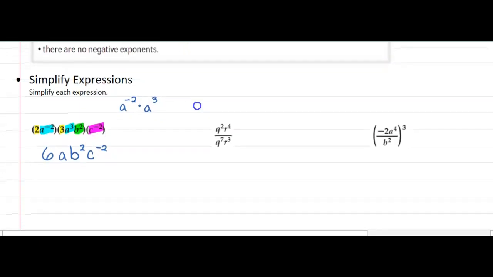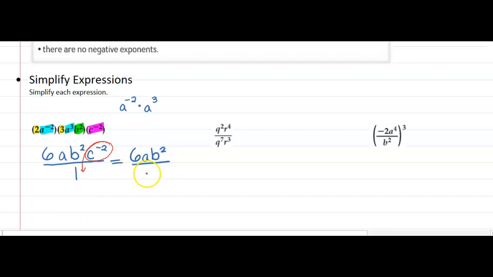That's a problem. But remember, to get rid of a negative exponent, we just take the whole thing. If it's already a fraction, you don't have to worry about making it a fraction, but this is not a fraction, so I make it a fraction by putting it over 1. And now the c to the negative 2 is going to move down and become positive 2. So I end up with 6ab squared over c to the second. That is my final answer.